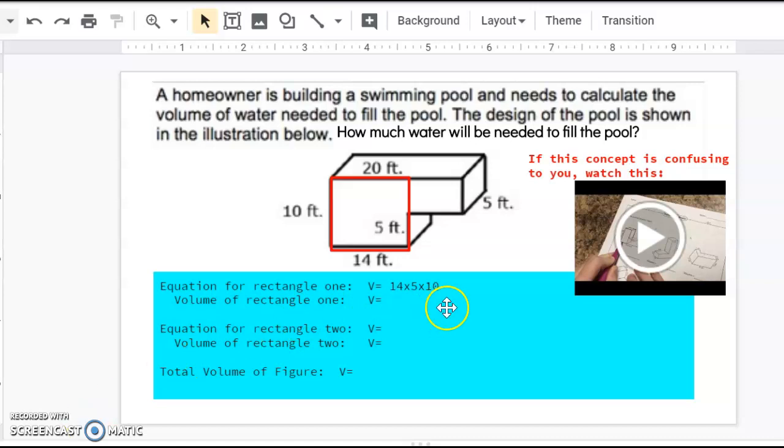Anyway, so I was looking at this slide. This is the one you said you were having trouble with, which makes sense because this is one of the hardest things we do. Anyway, you have the formula for the first rectangle correct.